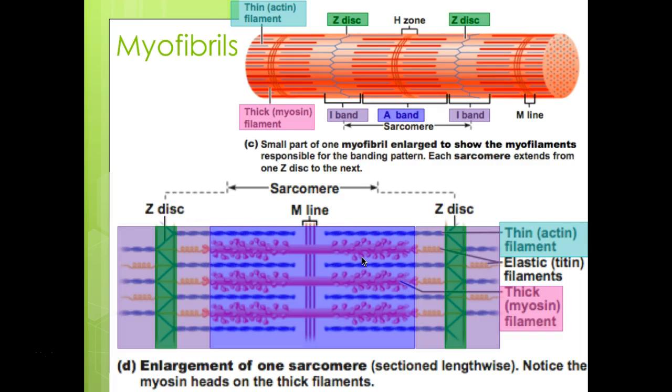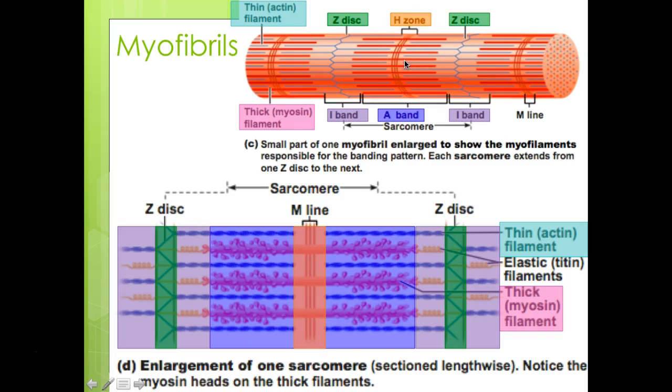There's our Z discs, shown in green, and they are holding on to our thin filaments here. Our thin filaments will move in toward one another when a muscle contracts, so we'll take a look at that in a moment too. We have our M line, and actually, now that I look at it, this is representing your H zone. Sorry, I don't have the zone labeled for you, but it's up here if you can see it.